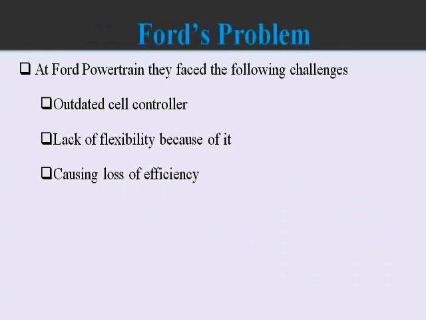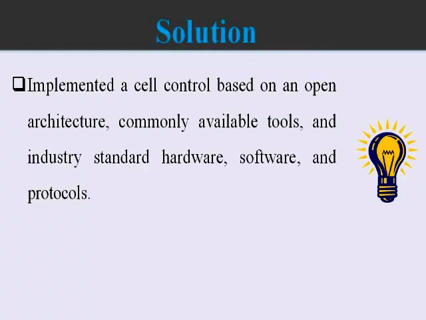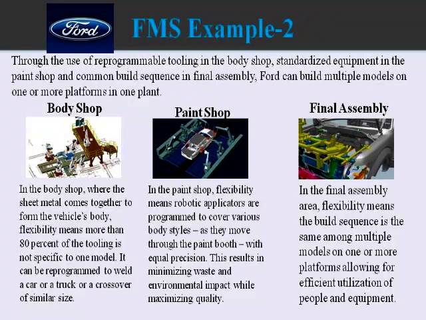At Ford Powertrain, they face the following challenges: outdated cell controller, lack of flexibility because of it causing loss of efficiency. Solution proposed: implemented a cell control based on an open architecture, commonly available tools, and industry standard hardware, software, and protocols. Through the use of reprogrammable tooling in the body shop, standardized equipment in the paint shop, and common build sequence in final assembly, Ford can build multiple models on one or more platforms in one plant.